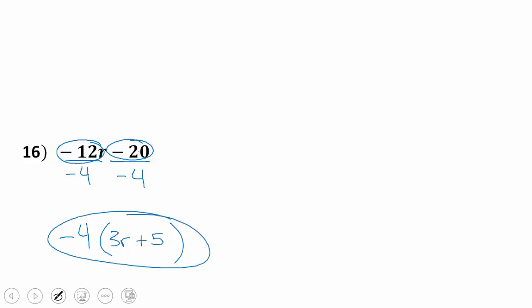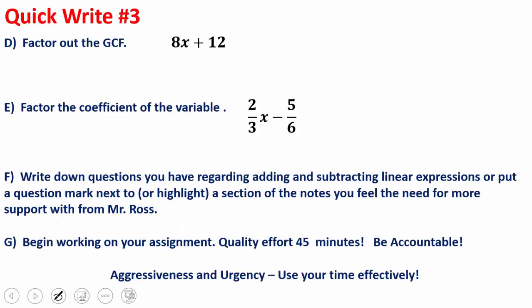All right? Well, that's it for factoring. And so you have two things to do on your last quick write. You have two expressions: factor out the GCF and then factor out the coefficient of the variable. Haven't said that before, but the coefficient of the variable, remember, is going to be the number that is attached to that variable. So you're going to factor out a 2/3 from E.